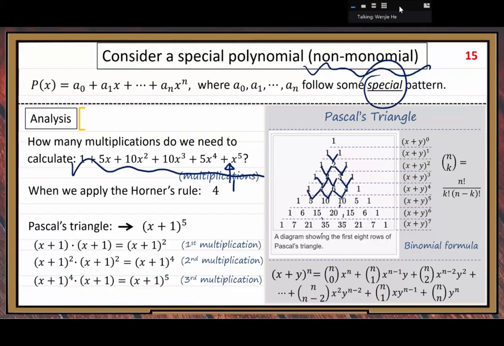So we need 3 multiplications, not 4. Say 3 multiplications instead of 4. We improve it. Better than Horner's rule. So from this example, you can see how to take advantage of the special structure.